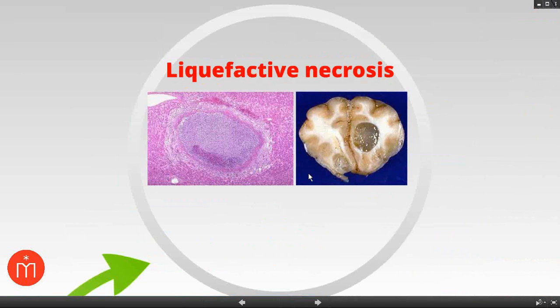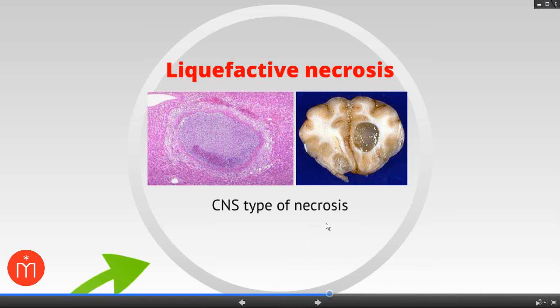Our next choice begins a series of types of necrosis. Here we have liquefactive necrosis. On the right, we have the gross image in the brain slice, and on the left, we have histologically what liquefactive necrosis looks like. Importantly, liquefactive necrosis is the CNS type of necrosis. It is the only type of necrosis, of irreversible, messy cell damage, that we see in the brain.